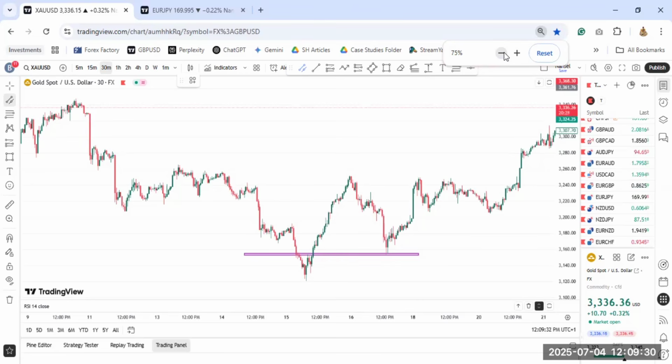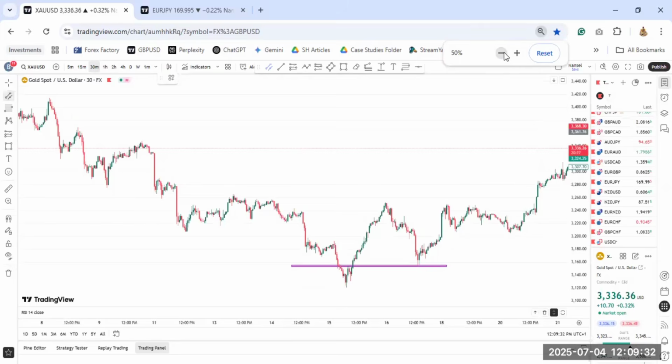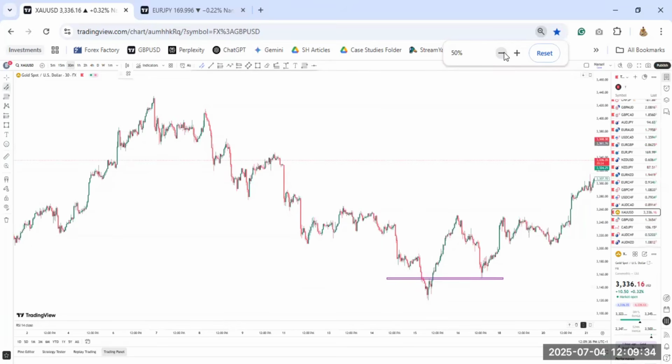So I am going to shrink it to about 50%. This is it, about 50%. And you can see the time frame that I am using over here is 30 minutes. It depends on what type of trade you want to be holding. The higher the time frames, the longer you have to wait to take your entry, and you have to hold it for a longer time to hit your take profit. That is the disadvantage of using higher time frames.